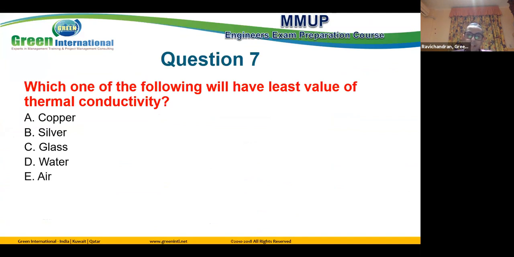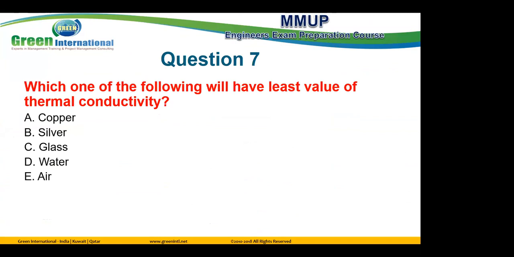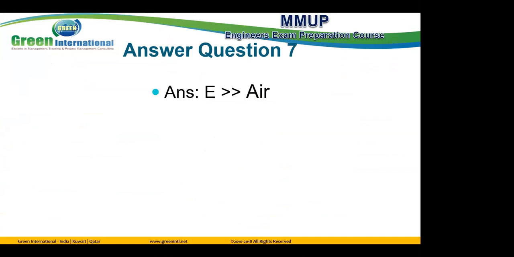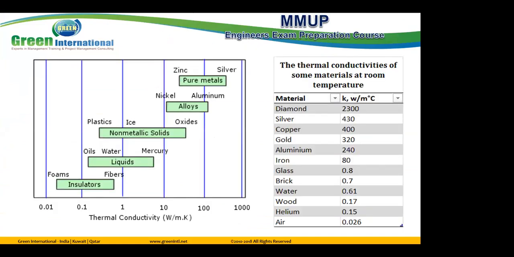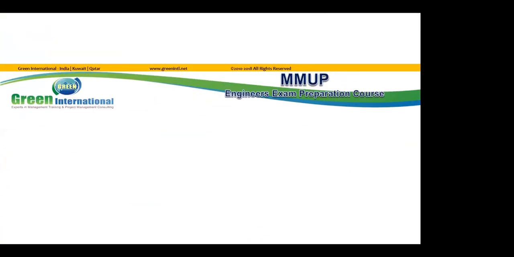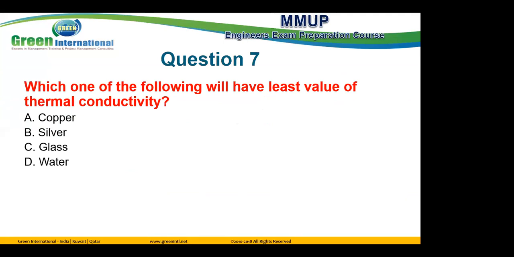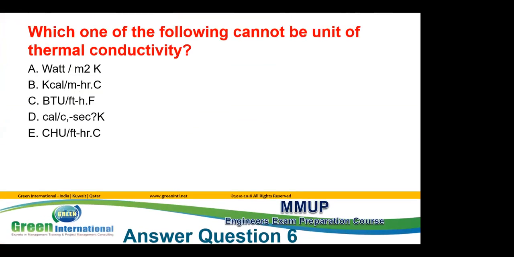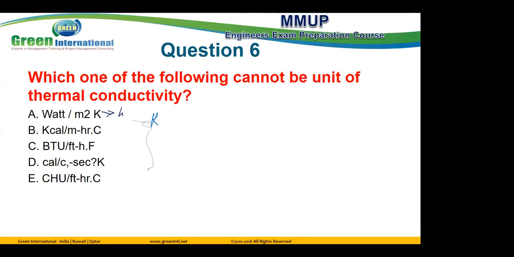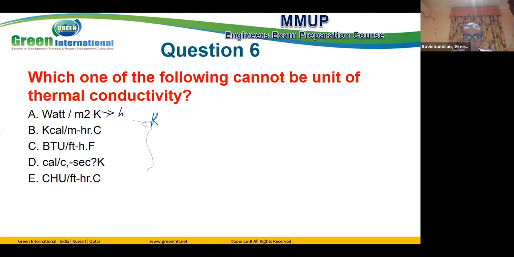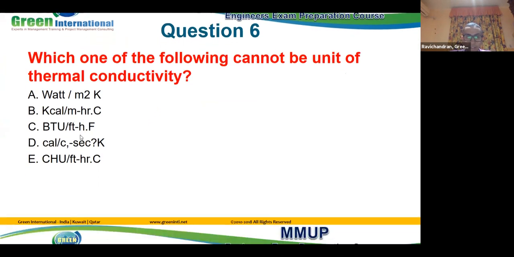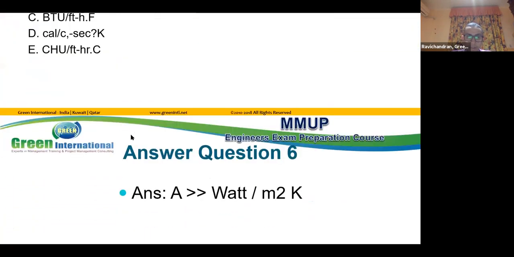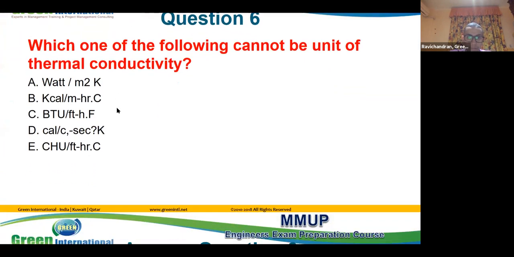Which one has the least value of thermal conductivity? Air. Air is an insulator. Excuse me, doctor, question 6 is about the units of k and h. Yes. Watt per meter squared Kelvin is h, not thermal conductivity. This one is for the convection coefficient.